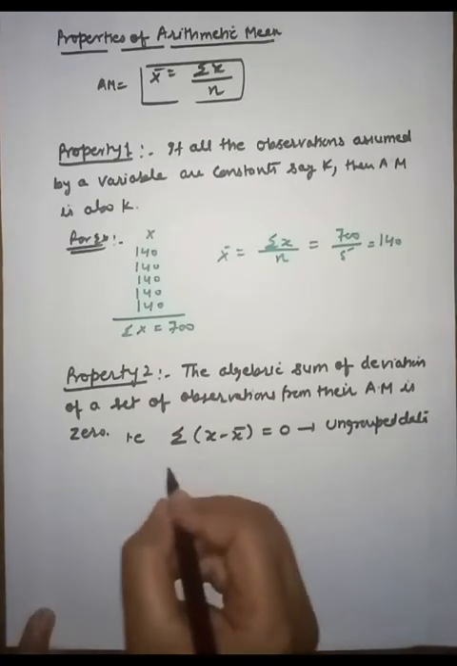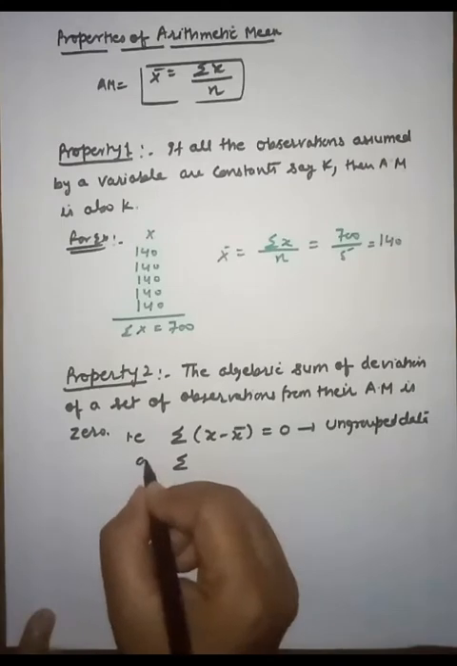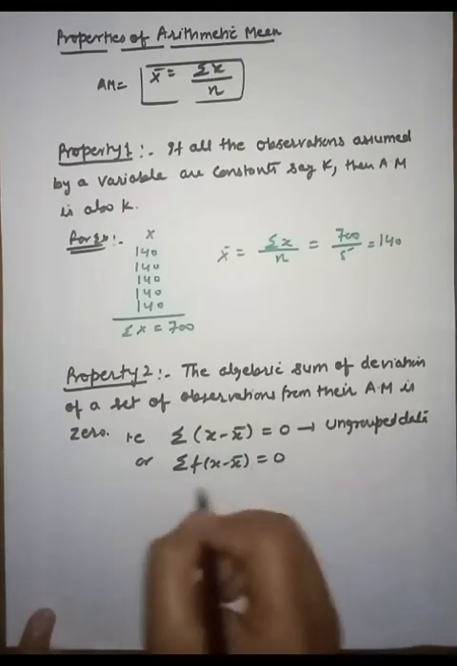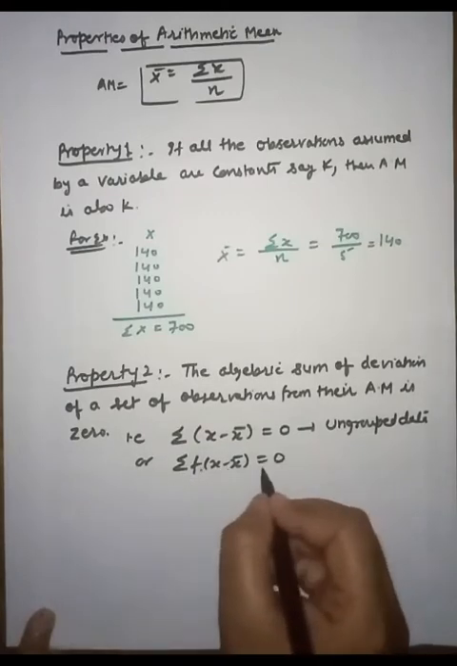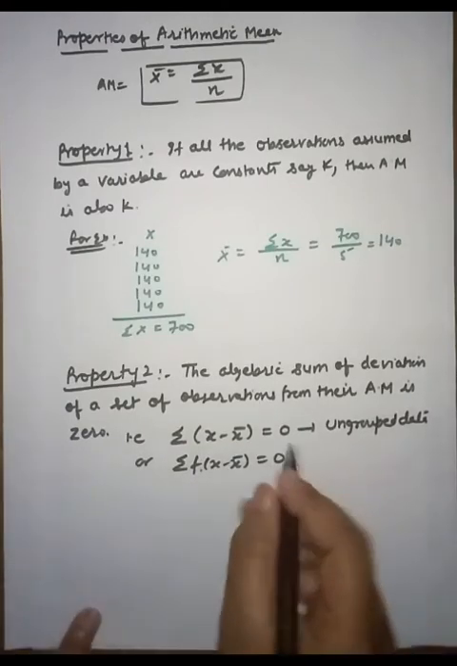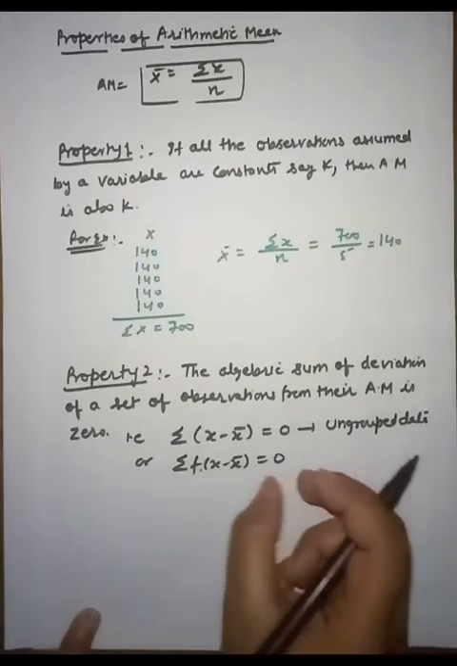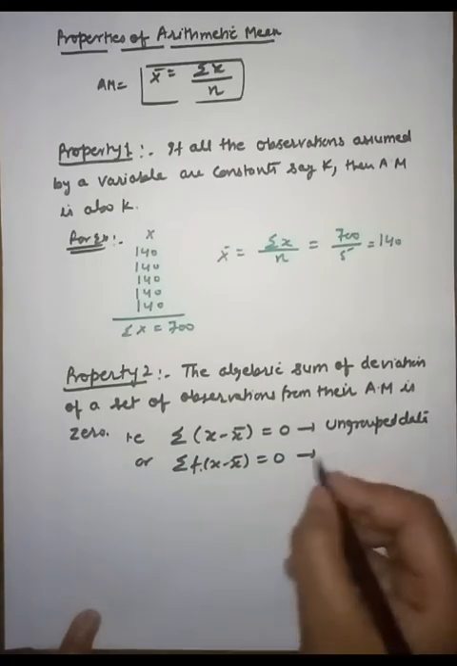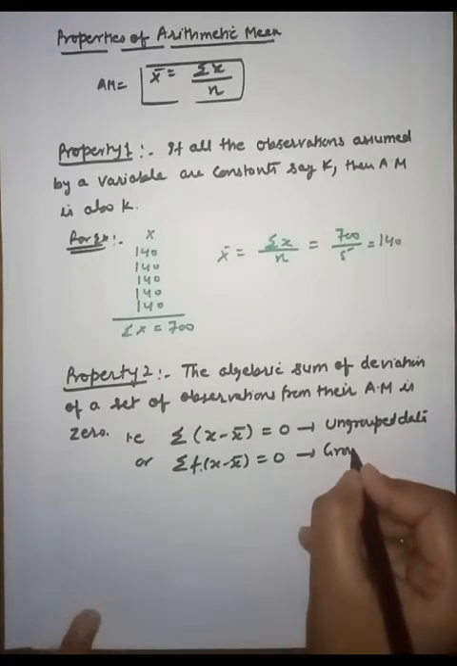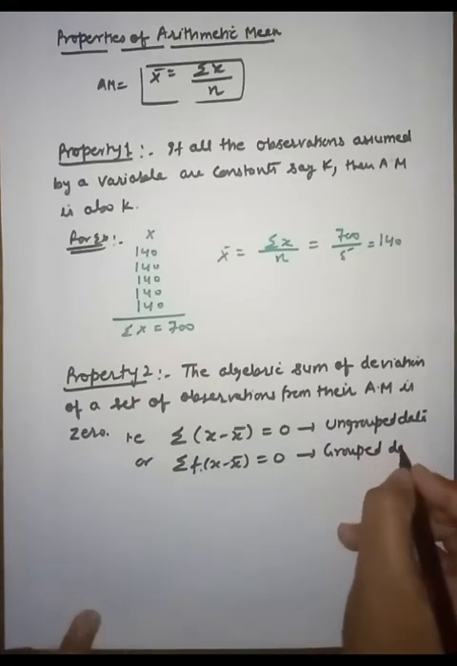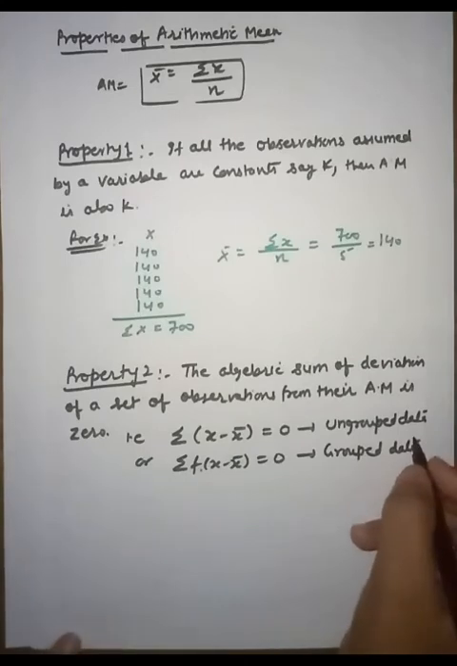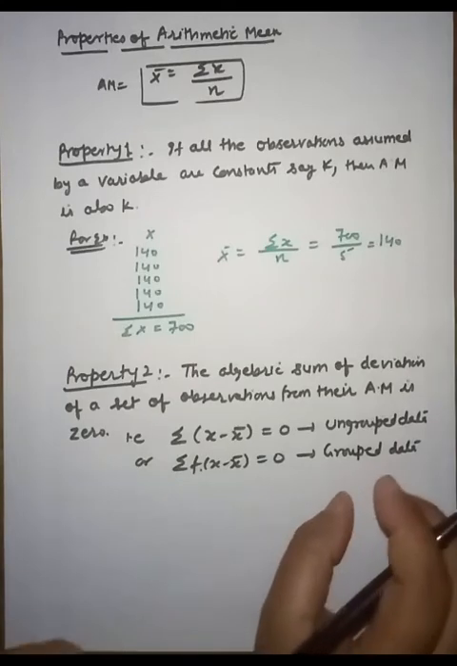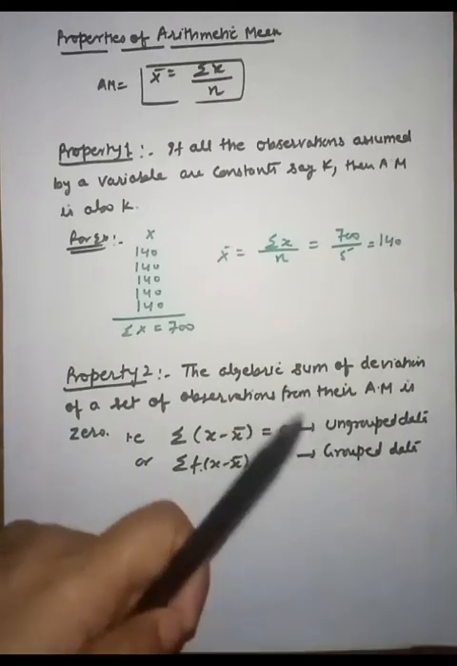And if we take a frequency also, then this is the sum of frequency multiplied by x minus x bar, and this sum of deviations is also equal to 0, and this belongs to grouped data. Discrete series and continuous series belong to grouped data, right friends? Now take an example.